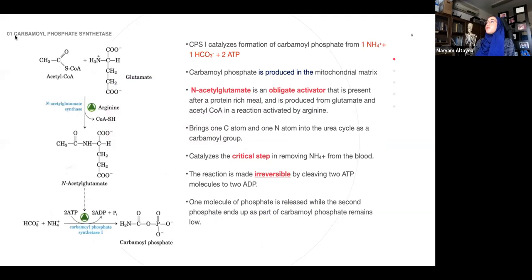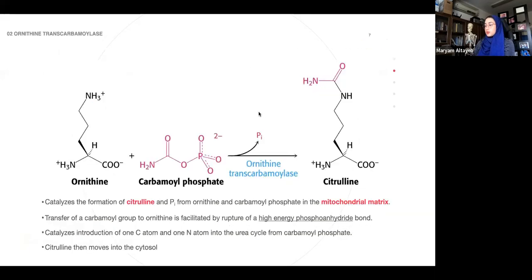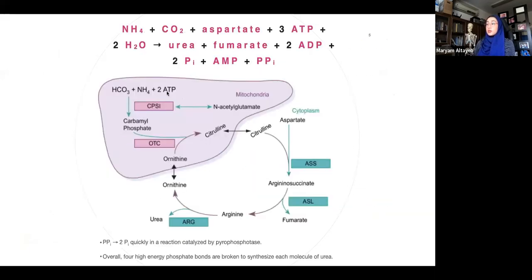Now we have the first step, which is, remember, carbonyl phosphate synthetase. That's the first enzyme in the COLA mnemonic. And remember, we're talking about carbonyl phosphate synthase 1. What it does is catalyze the formation of carbonyl phosphate from 1 molecule of nitrogen, bicarbonate, and 2 ATP. Important for you guys to keep in mind is that this first step happens in the mitochondria. If we look at the image here, this first step is happening in the mitochondria.